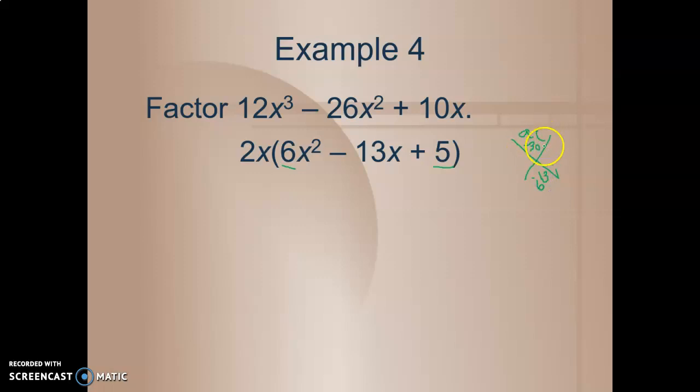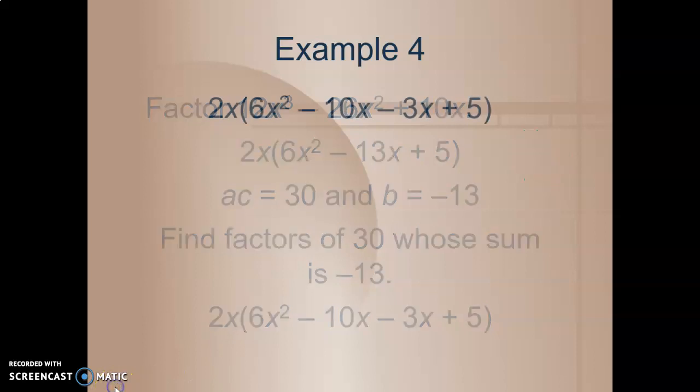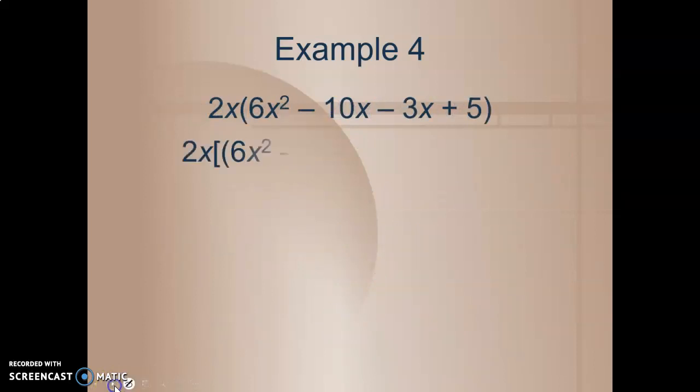Because it's a positive product, I know that both of my signs have to be the same. And because it's a negative sum, I know they both need to be negative. And the two factors that when multiplied equal 30, but when added equal negative 13 are negative 10 and negative 3. So we'll go ahead and rewrite our middle term as negative 10x and negative 3x. Notice that we still have this 2x out here on the side. We leave that there. We're then going to factor by grouping.